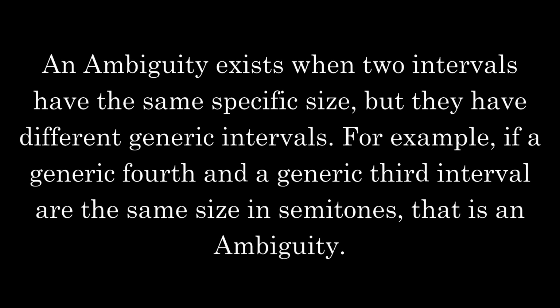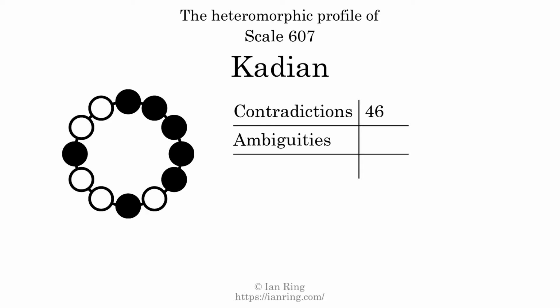An ambiguity exists when two intervals have the same specific size, but they have different generic intervals. For example, if a generic fourth and a generic third interval are the same size in semitones, that is an ambiguity. The number of ambiguities in this scale is 40.